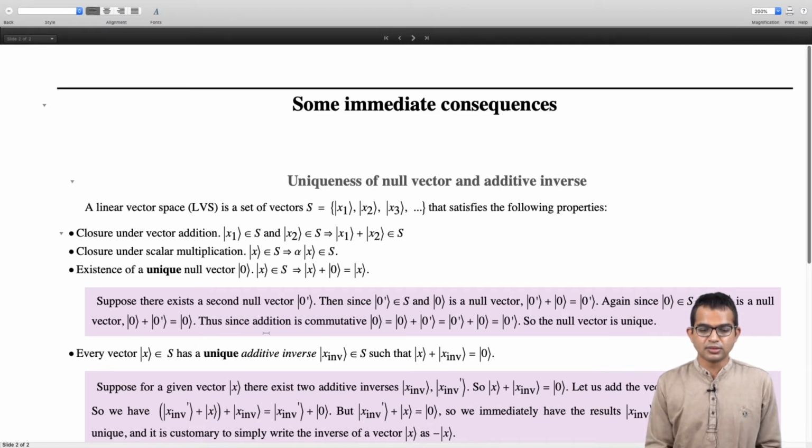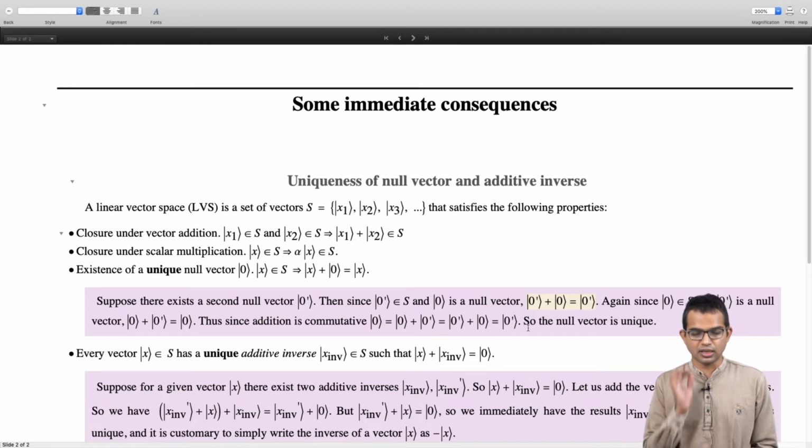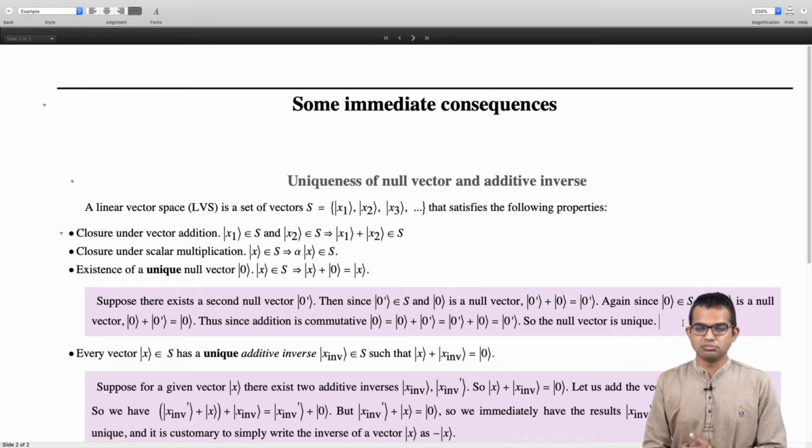So thus, since addition is commutative, 0 is equal to 0 plus 0 prime, which we have just shown here. And whether it's 0 plus 0 prime or 0 prime plus 0, which is given to be 0 prime, it's the same, and therefore 0 is equal to 0 prime. So it just follows from commutativity that you cannot have more than one null vector. There is a unique null vector in your vector space. Likewise, you can argue that the additive inverse of any vector is also unique.